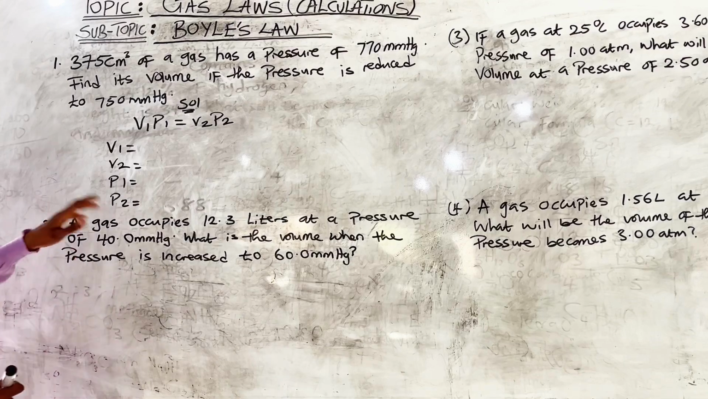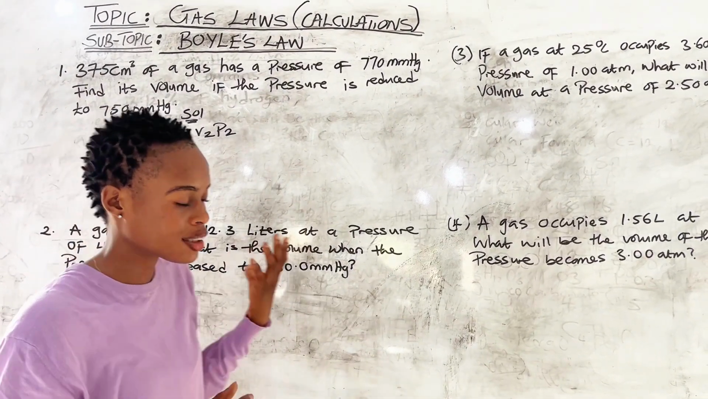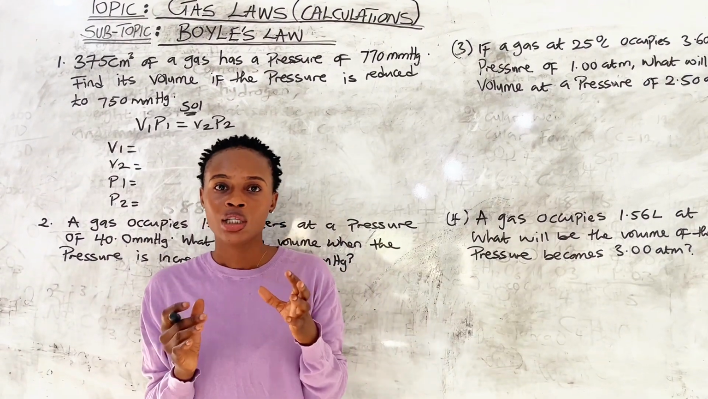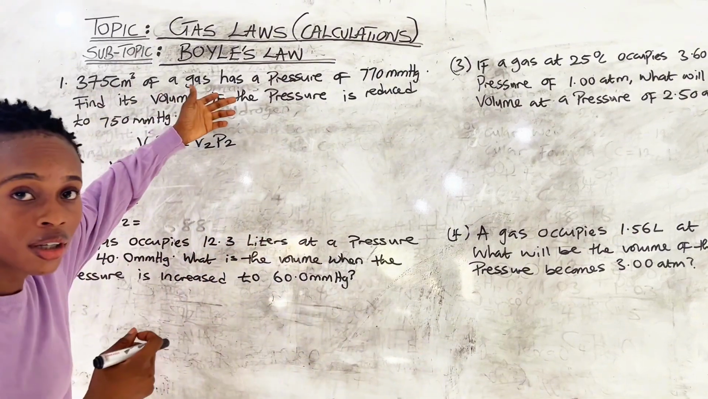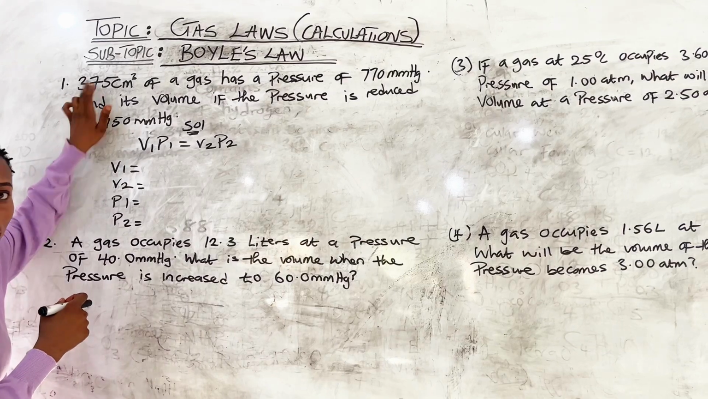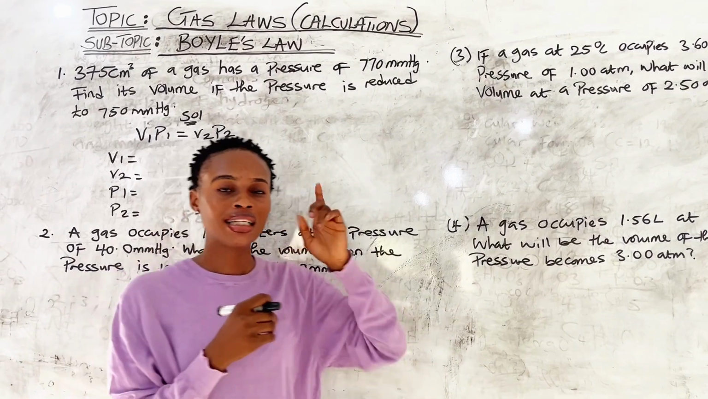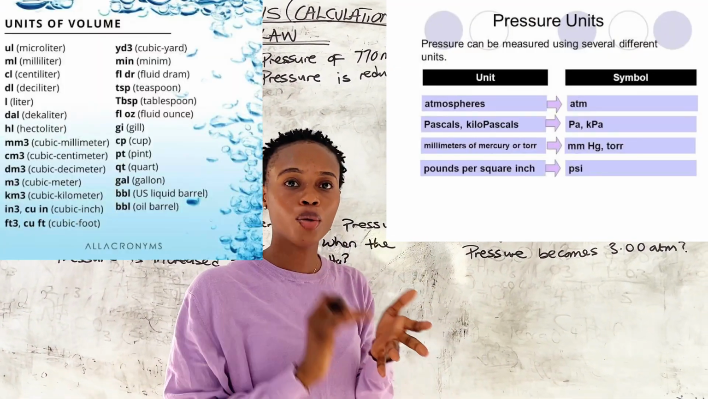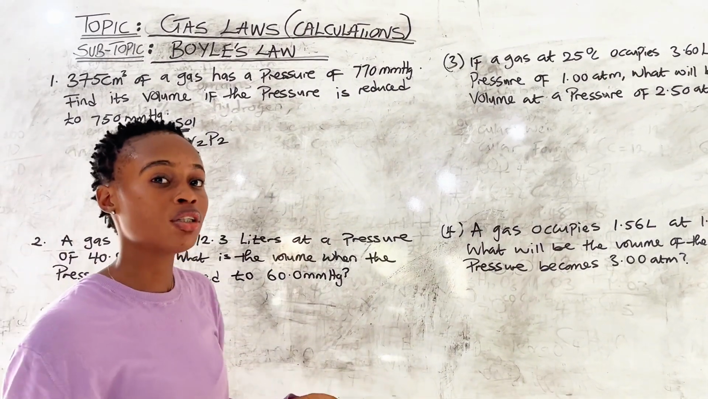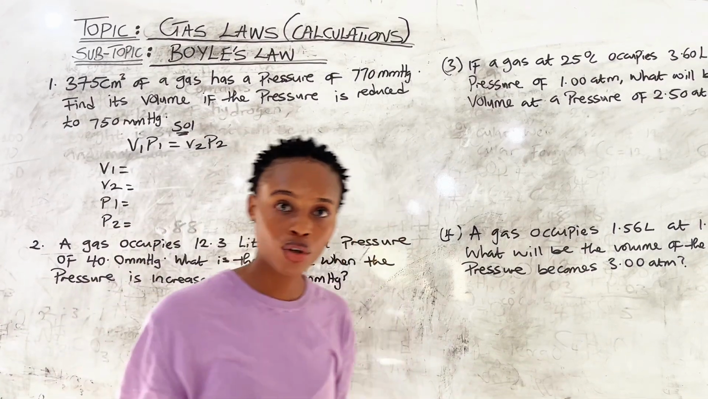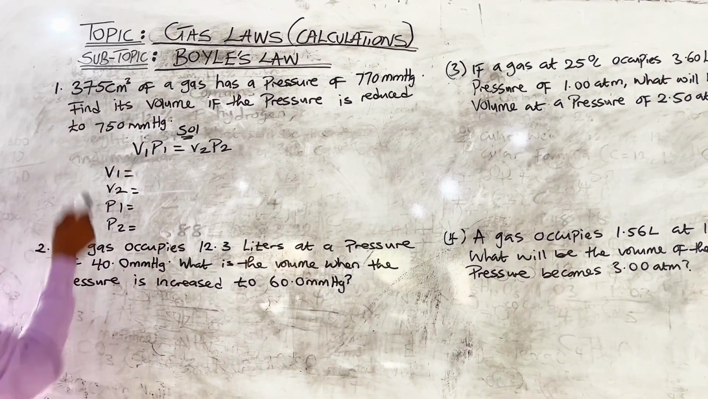So according to the question, what is our V1? Please take note, one of the ways students miss calculations in gas law is when you don't know your units. If you don't know that the unit of volume is centimeter cube, you will not know that this is volume. So please take out time to learn. I will be dropping some units in the video, but please take out time to learn the units of your volume, your pressure, your temperature. Centimeter cube is a unit of volume, dm cube is a unit of volume, liter is a unit of volume, and so on and so forth. Because this is 375 centimeter cube, we know that this is volume. So this is our V1.